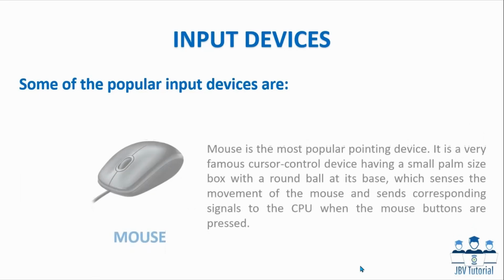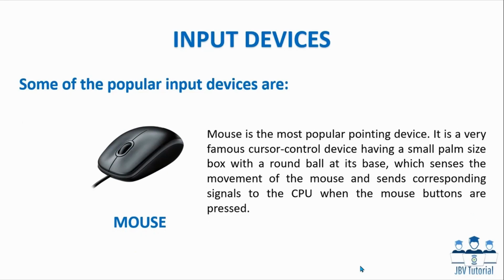2. Mouse. Mouse is the most popular pointing device. It is a very famous cursor control device having a small palm-sized box with a round ball at its base, which senses the movement of the mouse and sends corresponding signals to the CPU when the mouse buttons are pressed. Generally, it has two buttons called the left and the right button, and a wheel is present between the buttons.